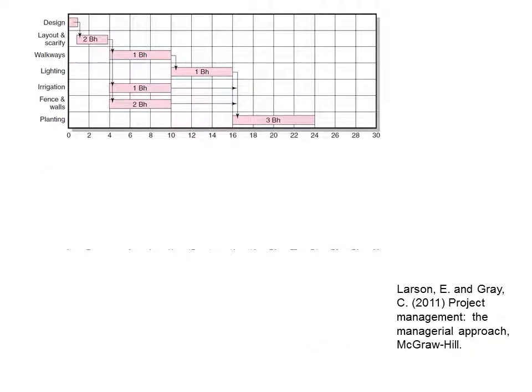Okay, let's think about a little example. This is out of Larson and Gray's book. It's the 5th edition, I think, but it doesn't matter. It's in the 6th edition as well. So in this particular example, we have an activity.